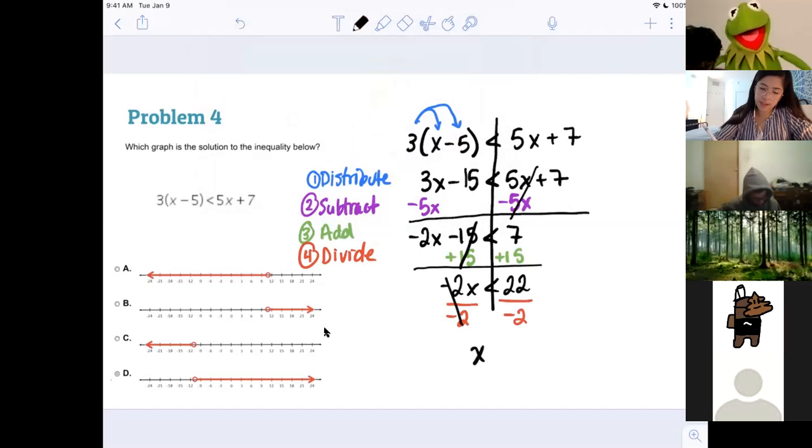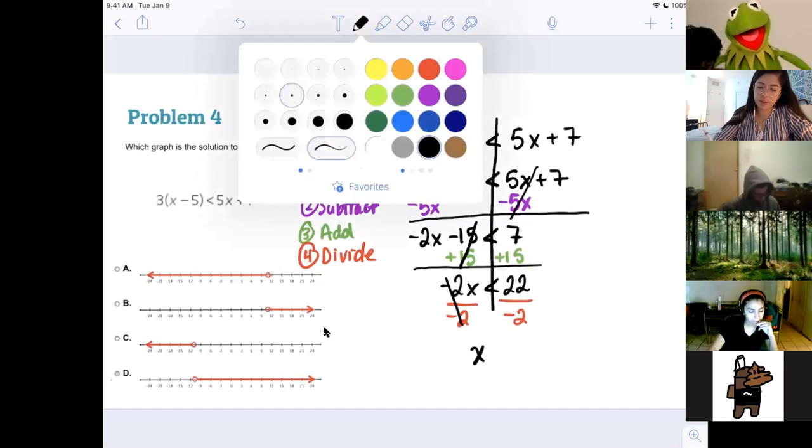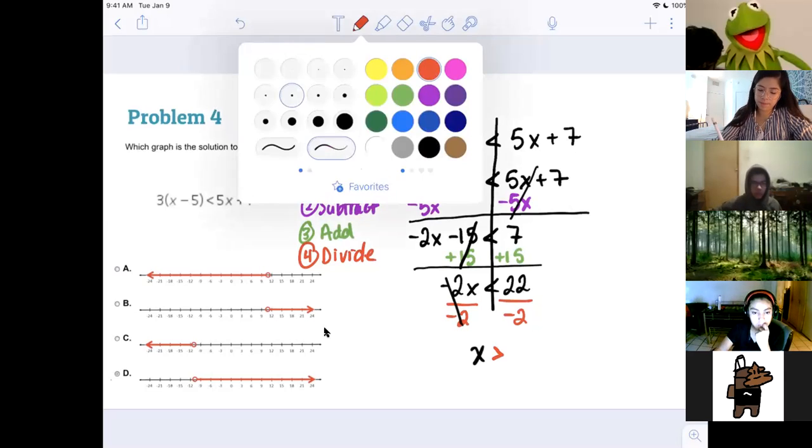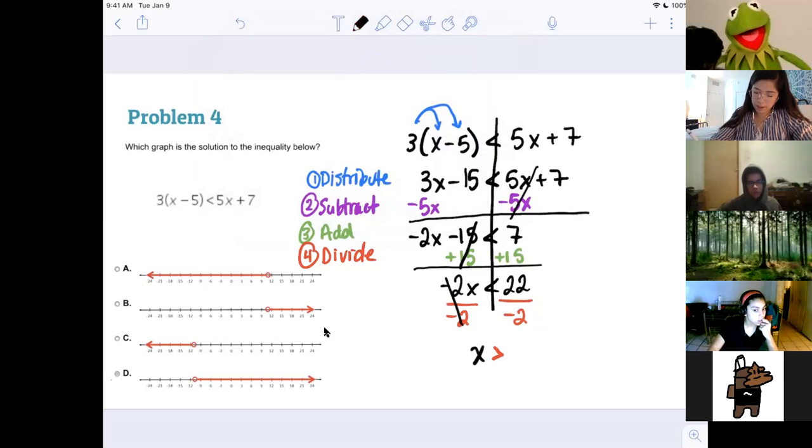So again, anytime you multiply or divide by a negative number on both sides, that's the most important thing, too. It's only if it happens on both sides that your sign is going to flip. So I go from being less than to being greater than. So I got x is greater than what? Negative 11. Negative 11. Exactly.